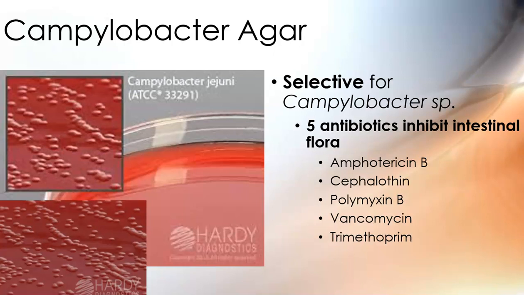Campylobacter agar. Campylobacter jejuni is another intestinal pathogen. Campylobacter agar is selective in that we add five different antibiotics to inhibit and suppress all of that other stuff that can be found in the intestines. And Campylobacter have to be grown at 42 degrees Celsius, in their own special environment. So you have to put in your own gas generator just for Campylobacter, keep a special incubator just for Campylobacter, have special bags so that you can generate the right atmosphere for them, and you have to have special media.